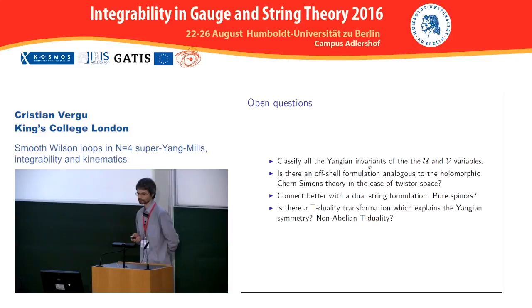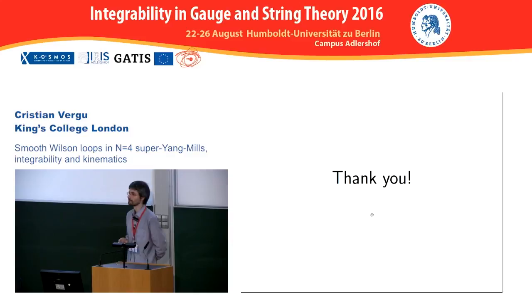Then there's the question of how much can we achieve going along the path that was followed in the case of the twistor formulation of these Wilson loops, the polygonal ones, where there's a nice way of computing them in a holomorphic Chern-Simons theory plus some extra term. It would be nice to clarify the role played by pure spinors. Maybe the pure spinor formulation of the string is useful to make contact with this light-like Wilson loop. And finally, the question I mentioned on the previous slide, understanding this T-duality, which explains the Yangian symmetry. Thank you.